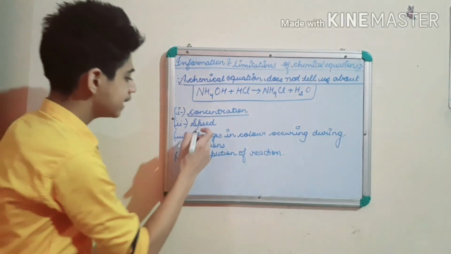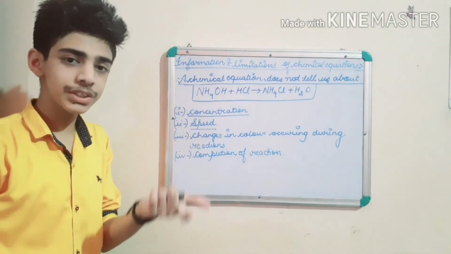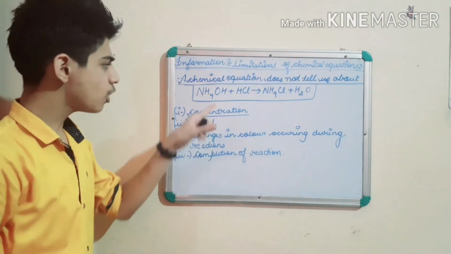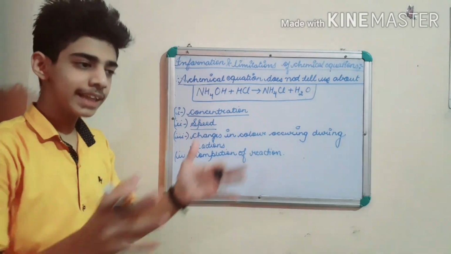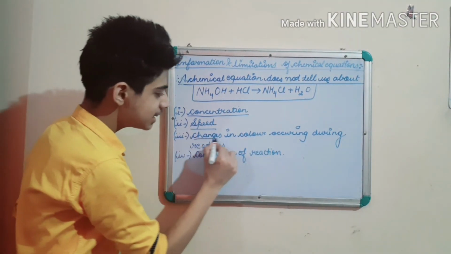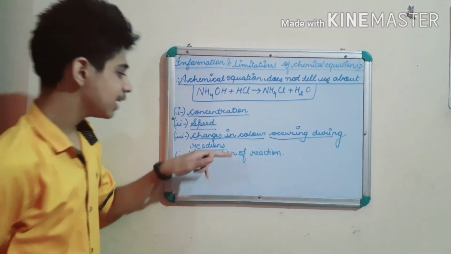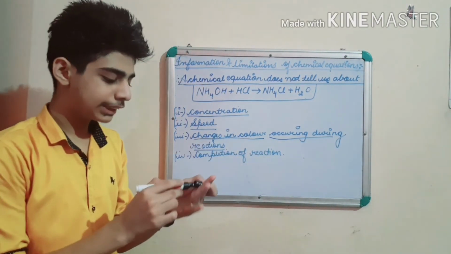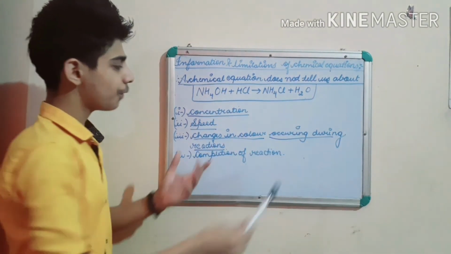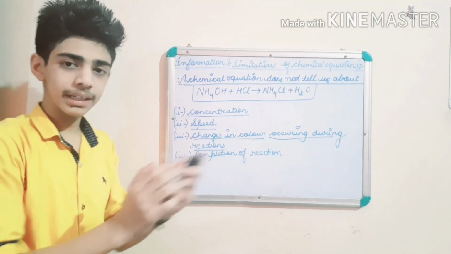Second point, speed. We don't know the speed of the reaction, in how much time it will be completed. It cannot be shown by this reaction. It needs to be done experimentally. Third point, changes in color occurring during the reaction. We can know the changes in color only when the reaction is complete. We cannot tell from this equation what changes in color occur. We can see it only practically.